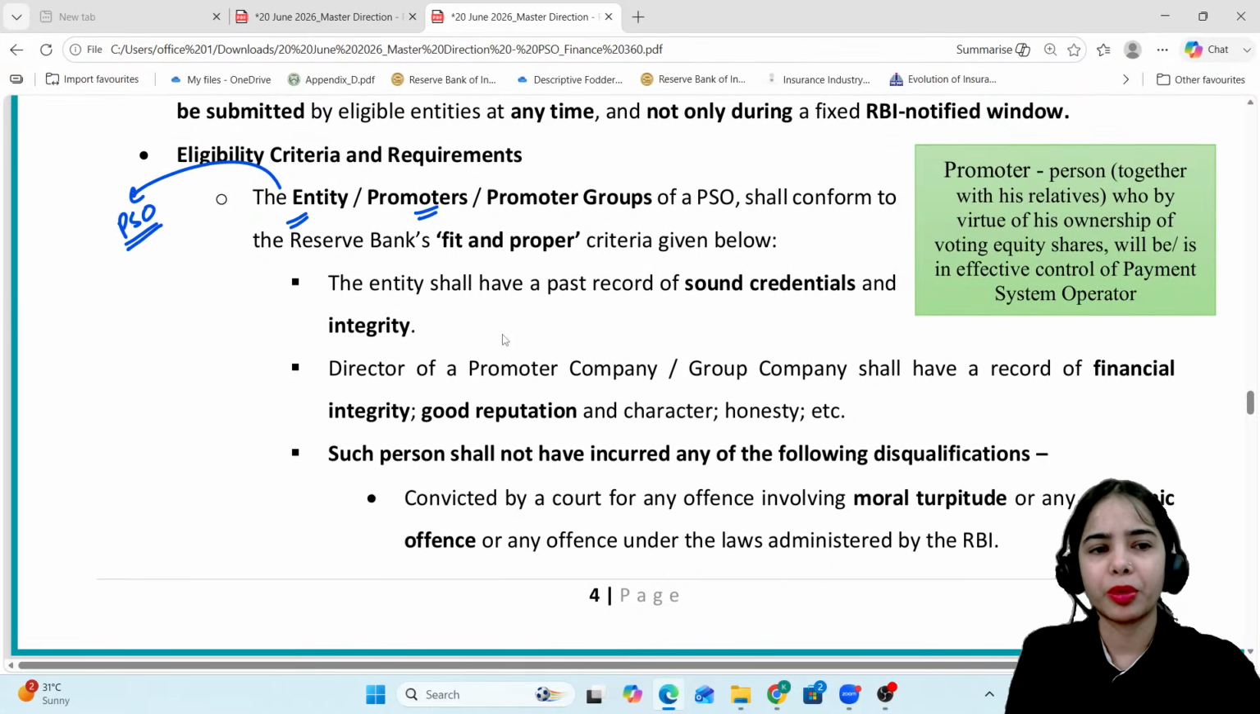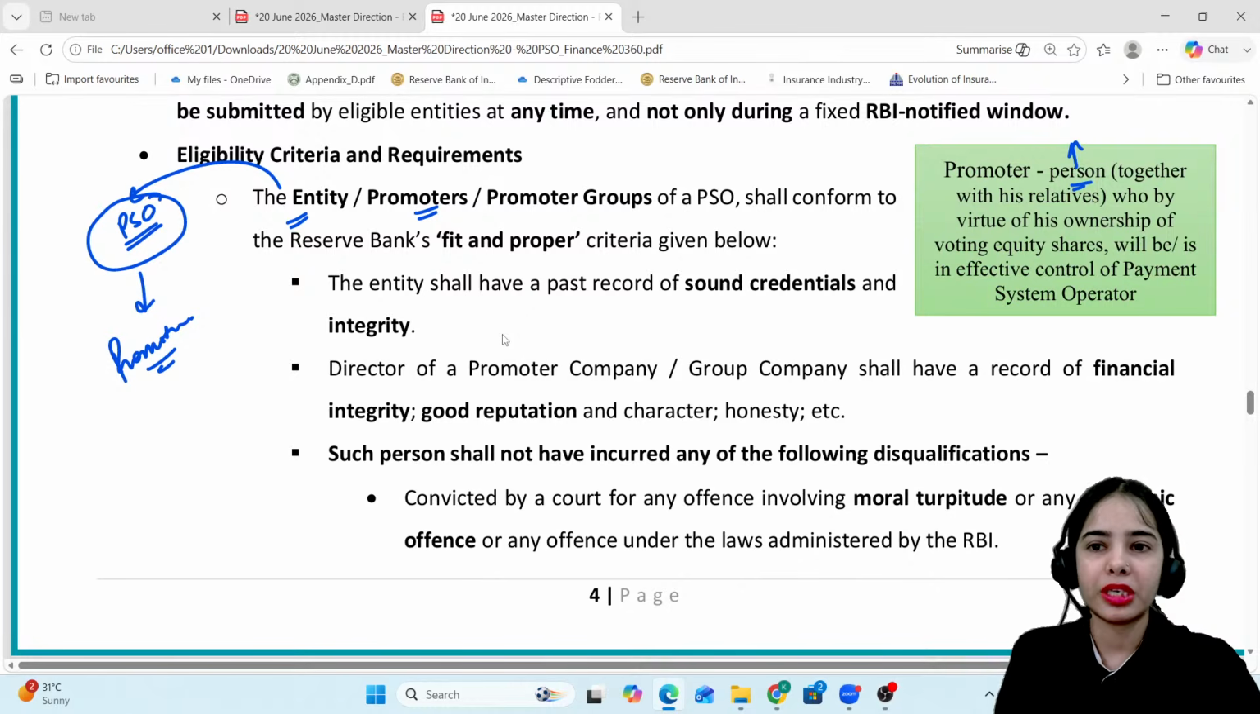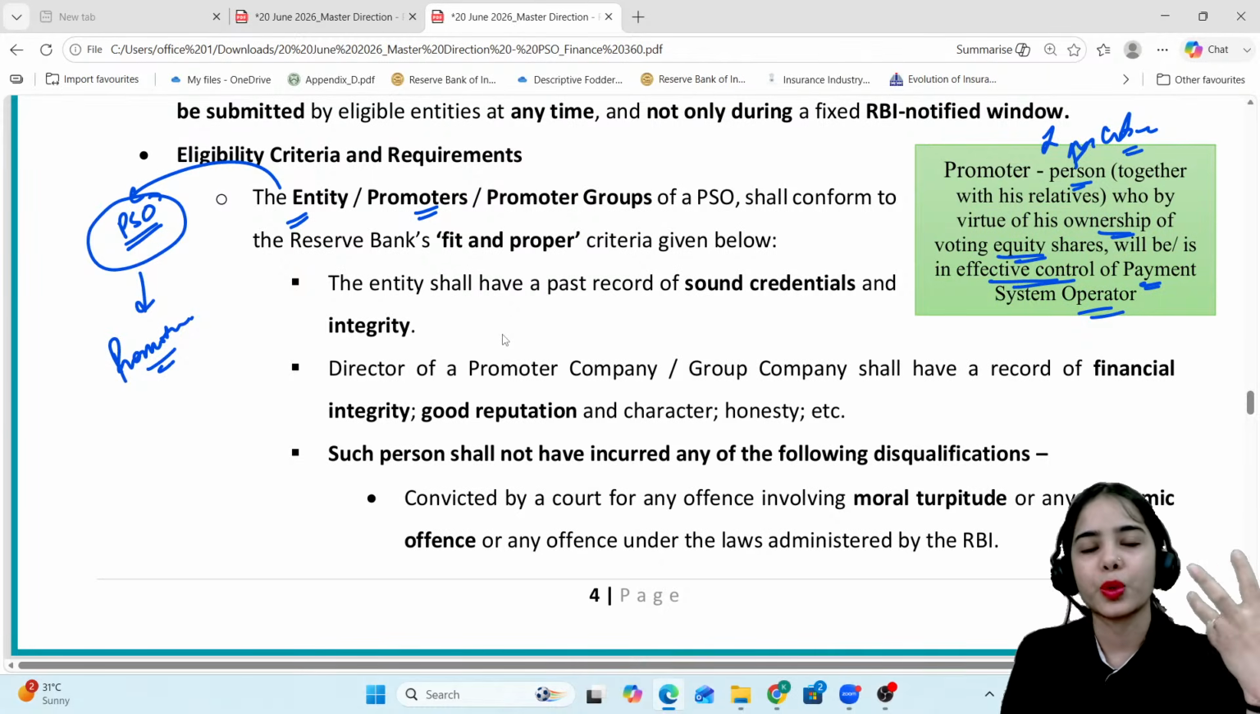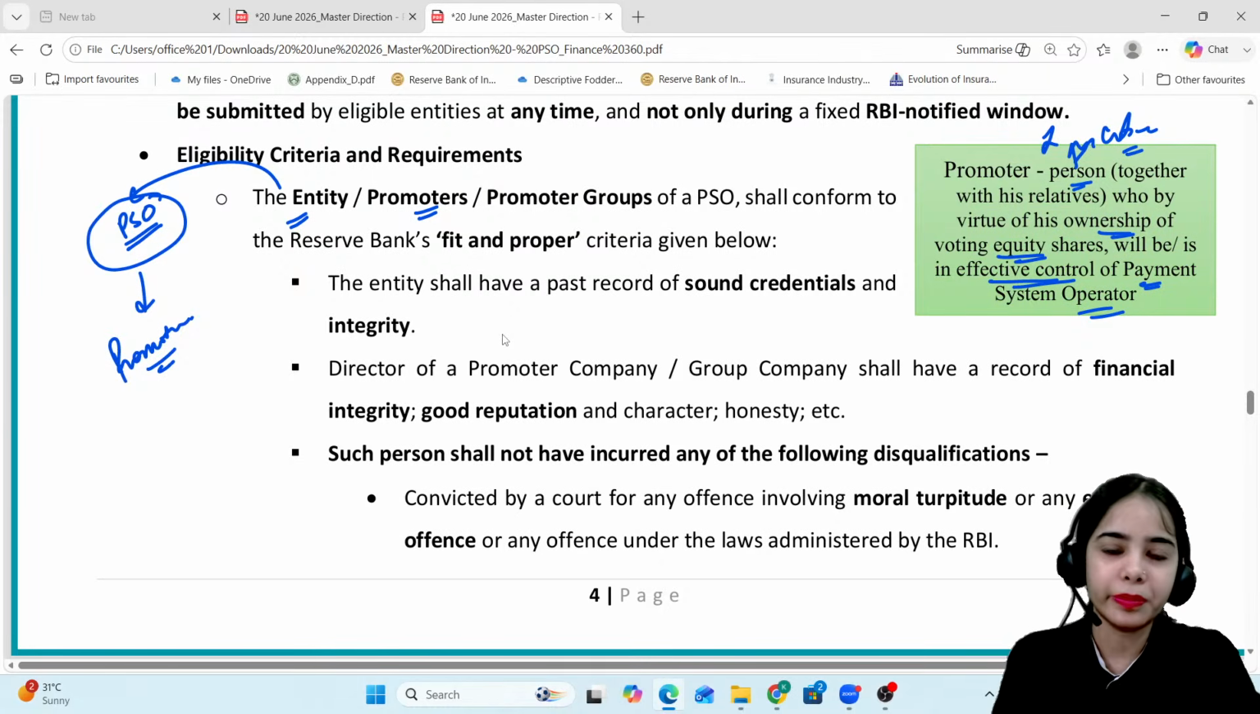So it has certain promoters. Now this entity has certain promoters. The promoters are the person, a person meaning an individual or the entity who, by virtue of their ownership of the voting equity shares, has effective control of the payment system operator. So they have effective control of the entity.